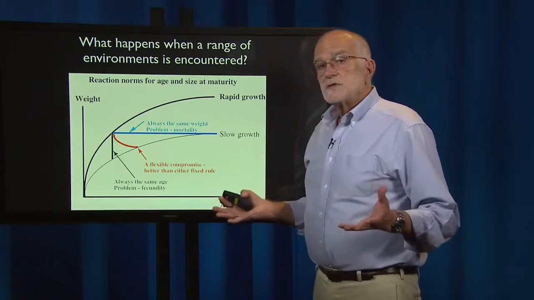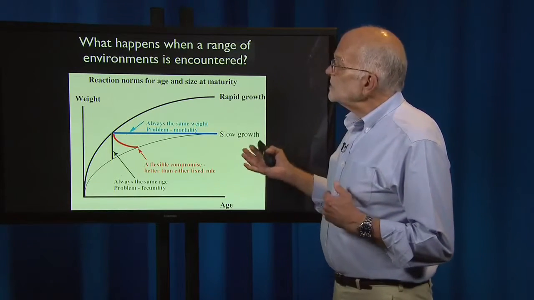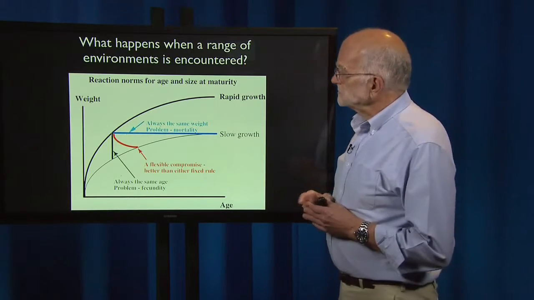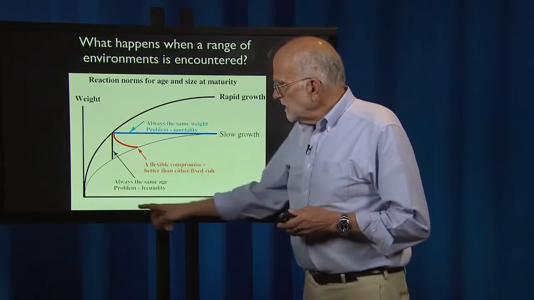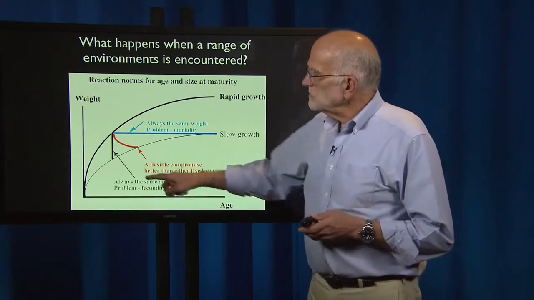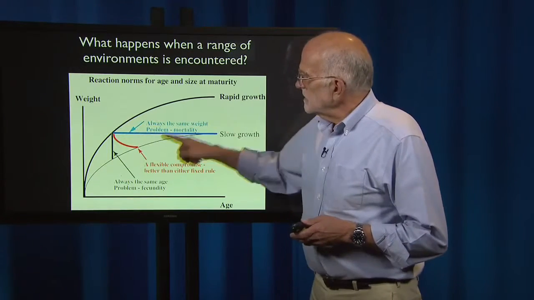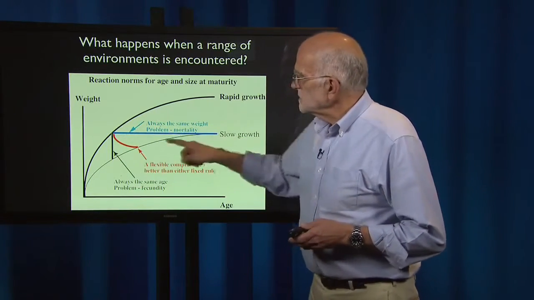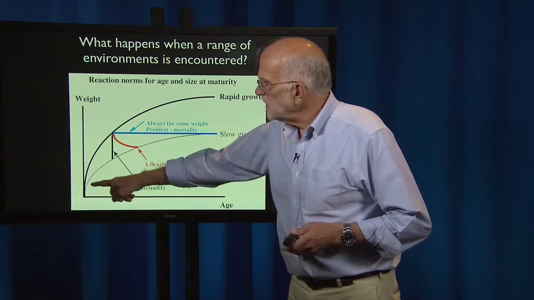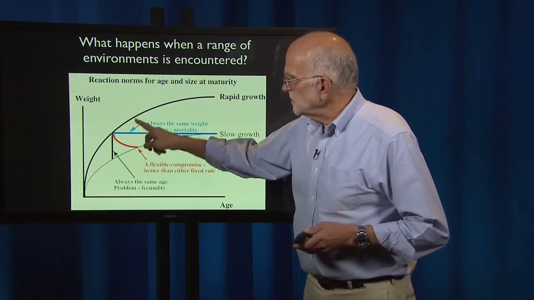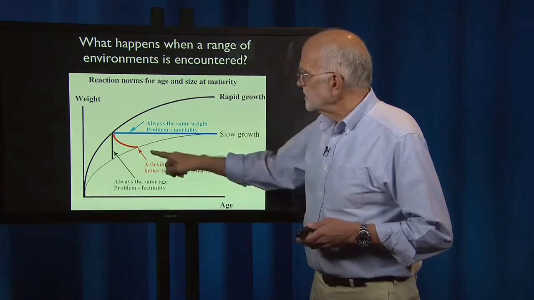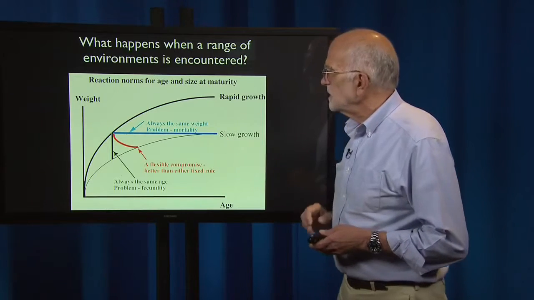Now, you can ask yourself, what will happen when a range of environments is encountered? So here we have along the x-axis age, along the y-axis we have weight. These curved lines here are growth curves, so they indicate how weight is varying with age. It's increasing rapidly here with age, with rapid growth, and a little more slowly here with slow growth.